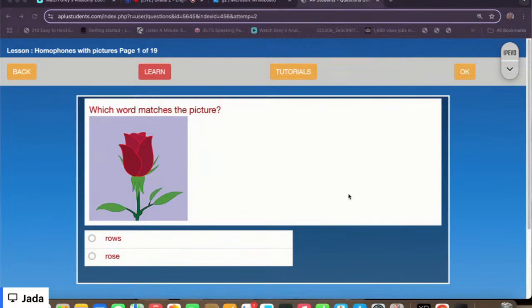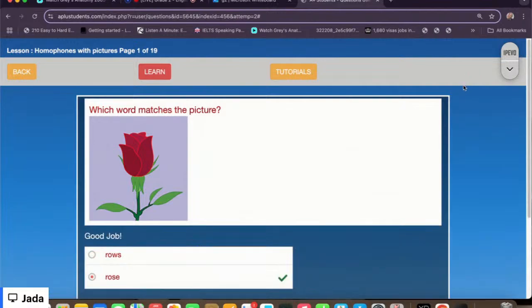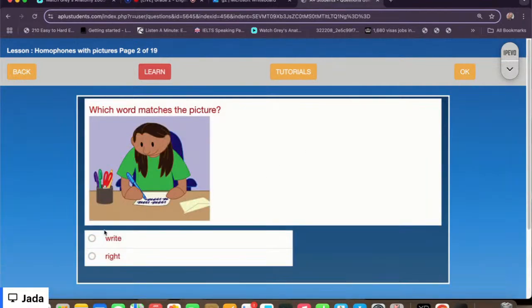Okay, so we have rose. Okay, good job. So what about this one? Right or right? Choose the right answer. So which is the correct one here?